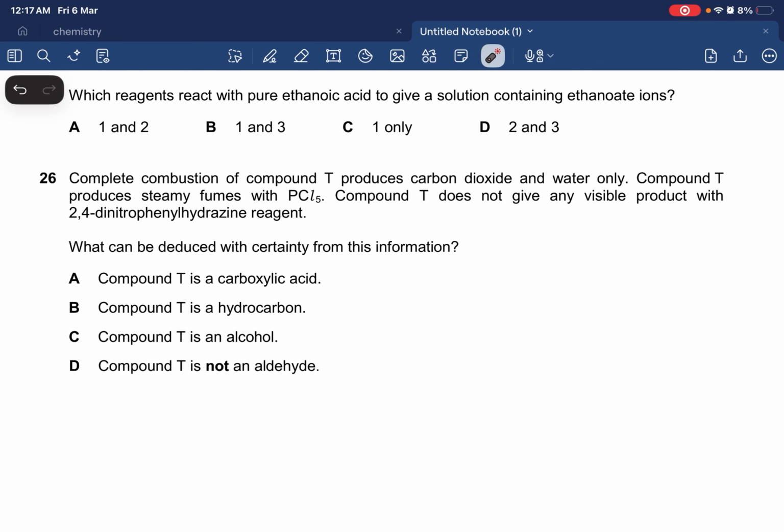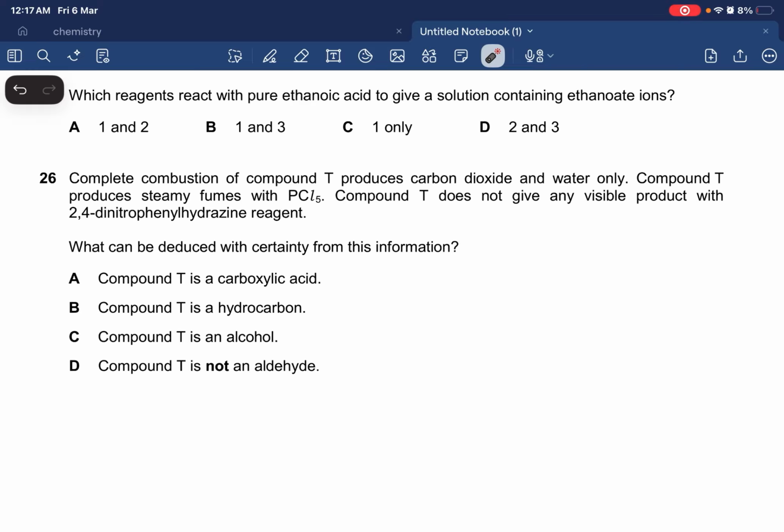Complete combustion of compound T produces carbon dioxide and water only. Compound T produces steamy fumes with PCl5, that means that it releases HCl. Compound T does not give any visible product with 2,4-dinitrophenylhydrazine, so no ketone, no aldehyde. What can be deduced?